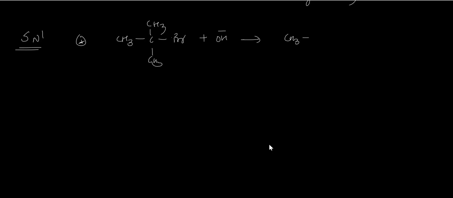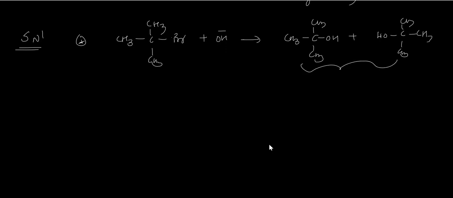This is CH3 plus OH. This is CH3, this is CH3, and this should be CH3. So it gives a racemic mixture, depending upon the chirality of the molecule. In this case, there are two steps.